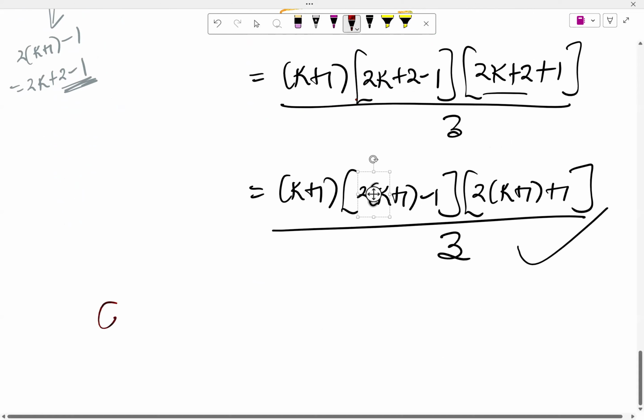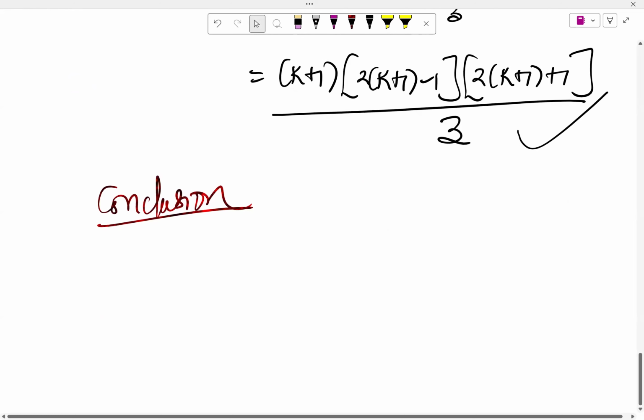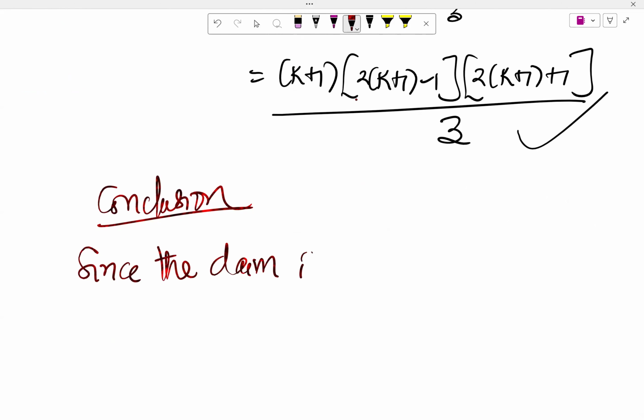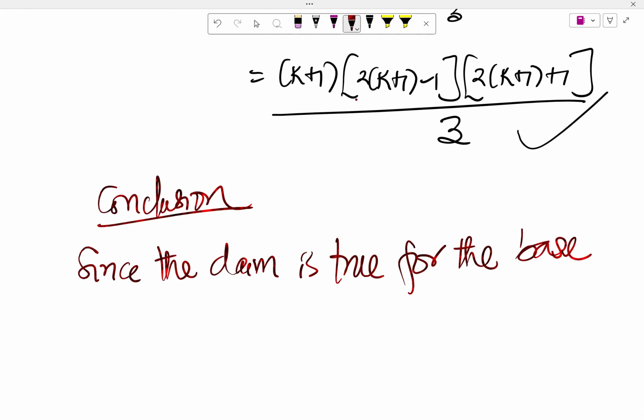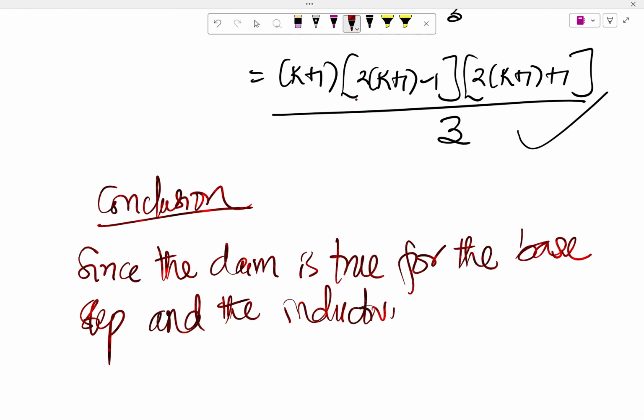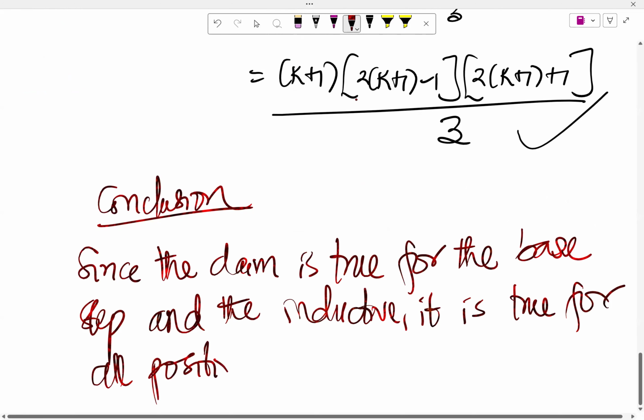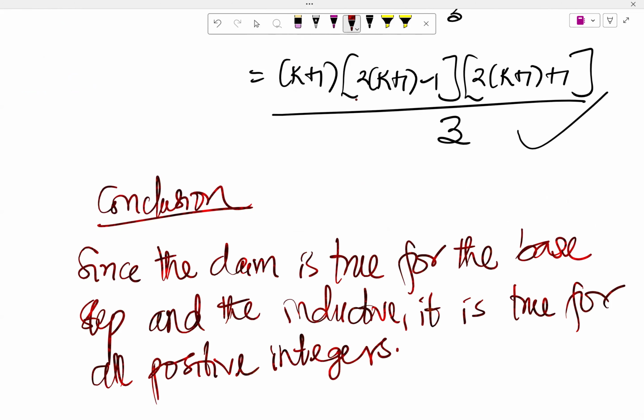So in conclusion, since the claim is true for the base step, and the inductive step, it is true for all positive integers.